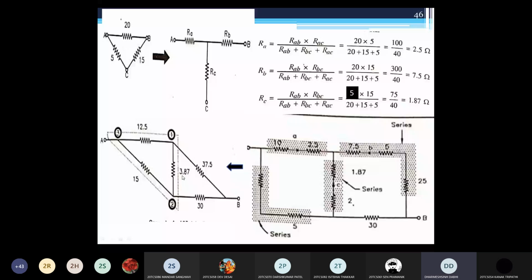Clear? This reduction up to this point? Yes, sir. Clear? Now, how to reduce the circuit between A and B?